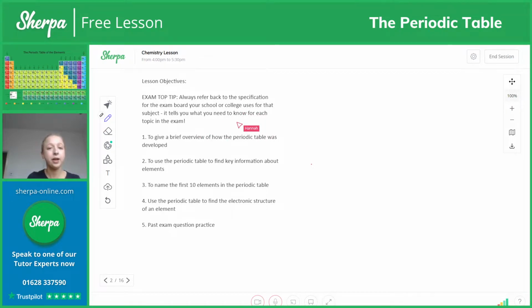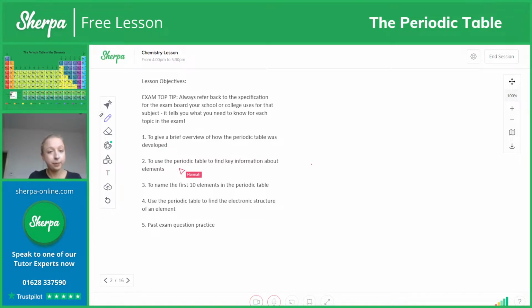We're going to go through these 5 objectives, which I've based on different exam specifications. A lot of them are similar and overlap anyway. So for today, any exam board that you're working with, this will still be a really useful lesson to tune into. So I'm going to go over how the periodic table was developed, so a little bit of history. A question like this would be really nice. It's just a recall of knowledge question, so we'll go through that.